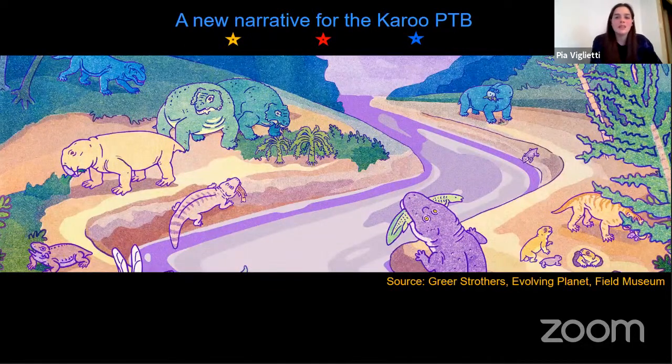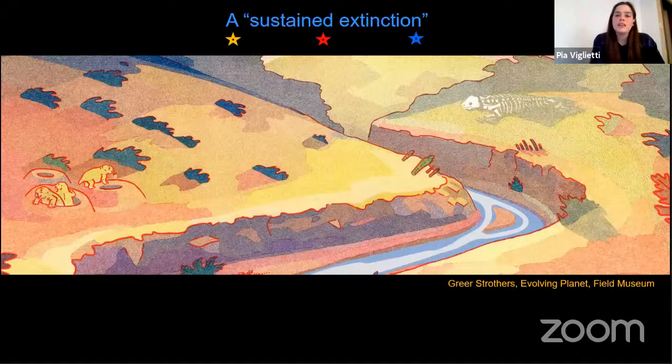As I said, there's been debates about the severity of the extinction in the Karoo and the position of the Permo-Triassic boundary and its relation to the marine extinction. So I'm just going to briefly summarize what these results mean for our new narrative. Firstly, we find evidence for land extinctions happening over a protracted interval. We estimate about 1 million years.